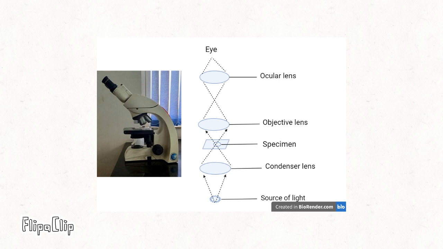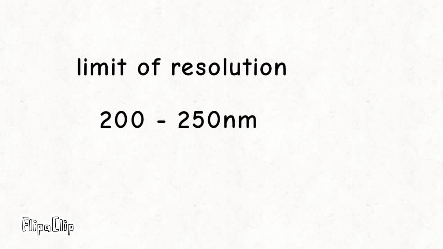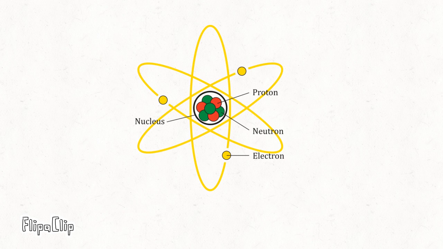Microscopes that bend light to magnify an image of an object are light or optical microscopes. This type of instrument can have magnification of around 1500 times and limit of resolution from 200 to 250 nanometers. To put it simply, they are powerful enough to see cells, bacteria, protozoans, but not powerful enough to see atoms, molecules, and even many viruses.